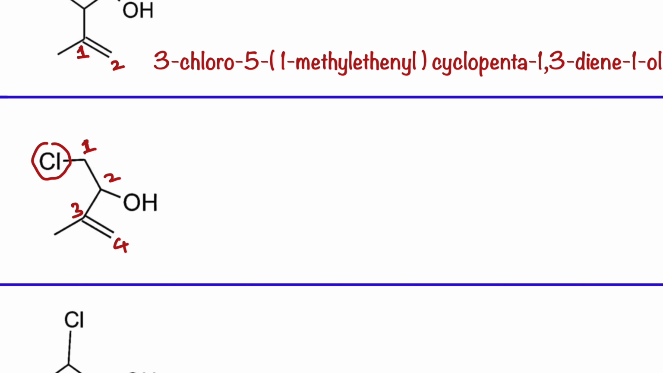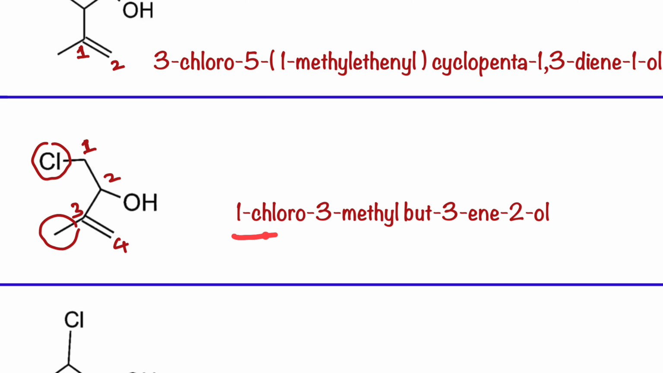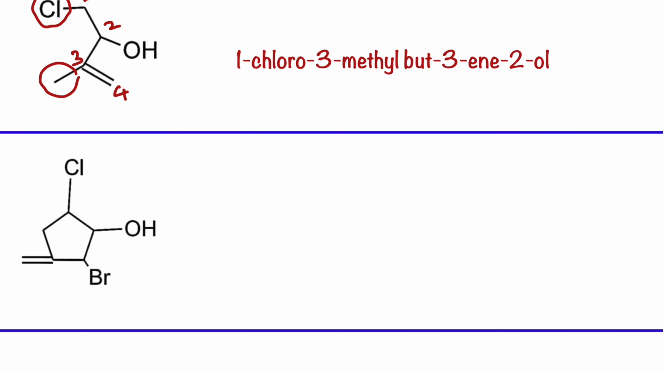This is chlorine and this is methyl. So the name of this compound is 1-chloro-3-methylbut-3-en-2-ol. You can see 1-chloro-3-methylbut-3-en-2-ol. And in the next example, again without any hesitation, the OH-containing carbon will receive first priority.